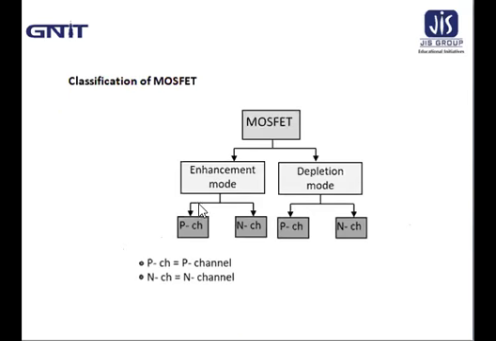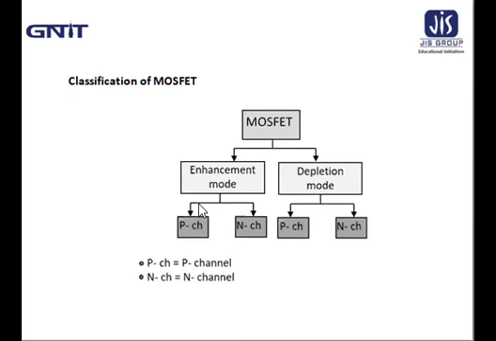Now, there are some classifications of MOSFET. Depending upon the type of materials used in the construction of a MOSFET and the type of operation, the MOSFETs are classified as shown in this figure. There are two modes, enhancement mode and depletion mode. In enhancement mode there are p channel and n channel enhancement mode MOSFETs, and also in depletion mode there are p channel and n channel depletion mode MOSFETs. Here PCH means p channel and NCH means n channel.